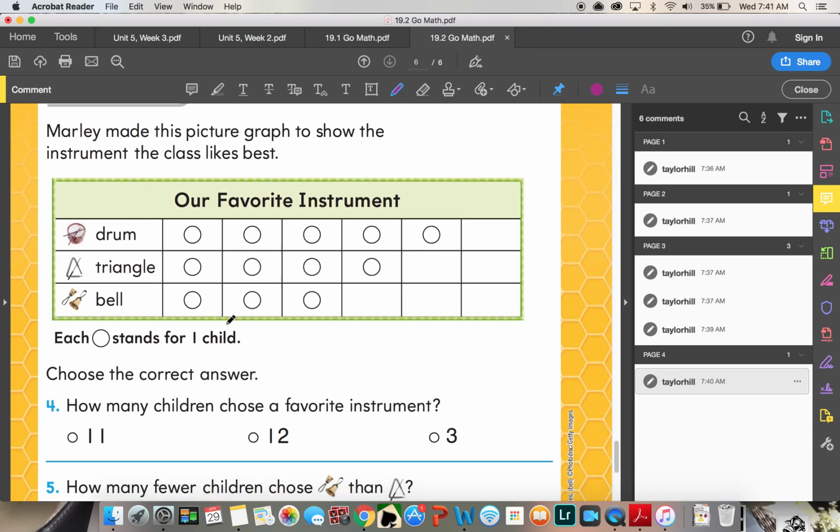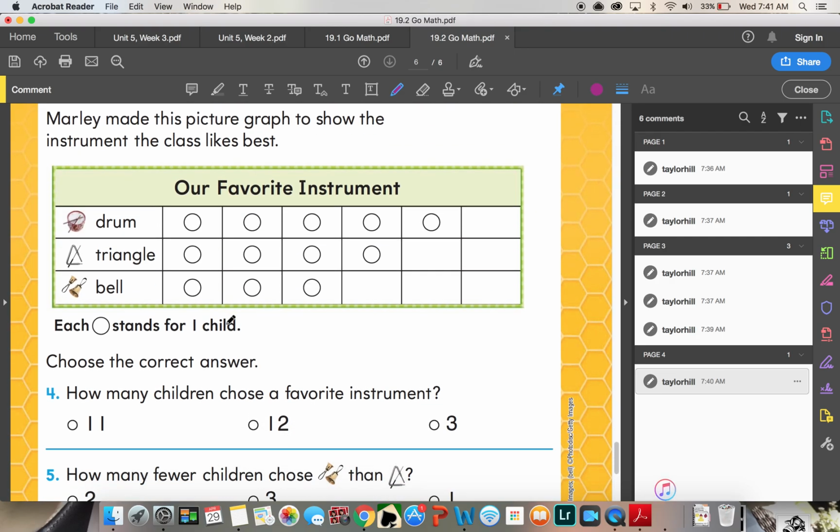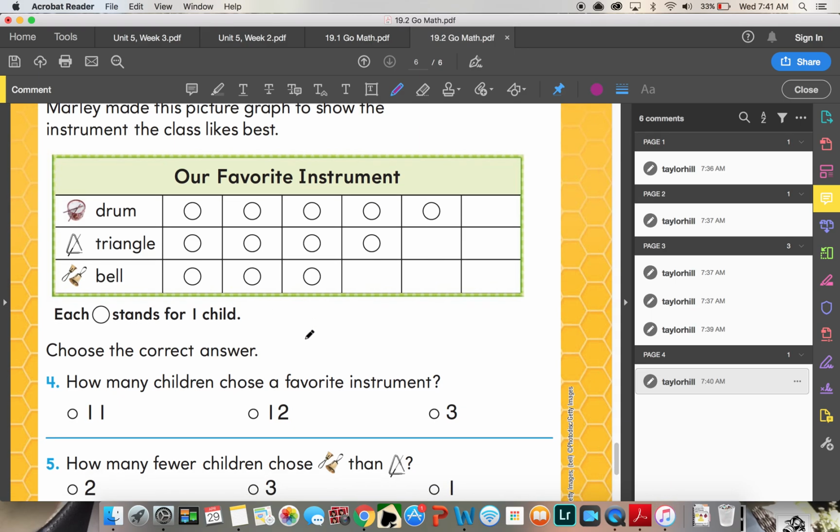Marlon made this picture graph to show the instrument the class likes best. We have drums, triangles, and bells. How many children chose a favorite instrument? So when it asks how many children chose, you need to add up the total. So you need to count how many people. 1, 2, 3, 4, 5, 6, 7, 8, 9, 10, 11, 12.